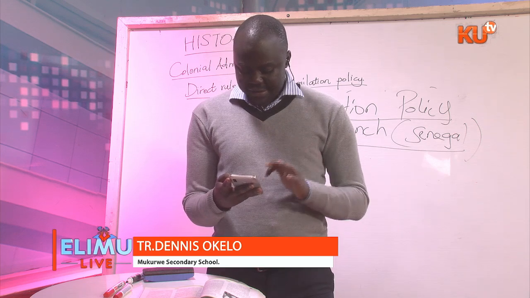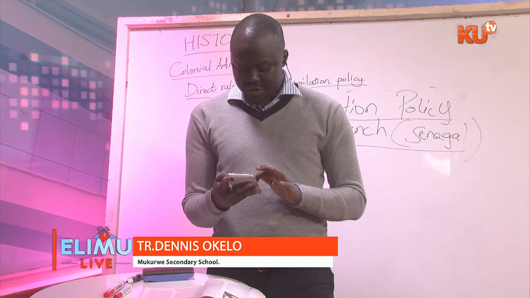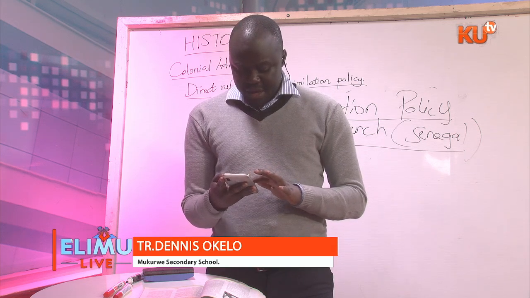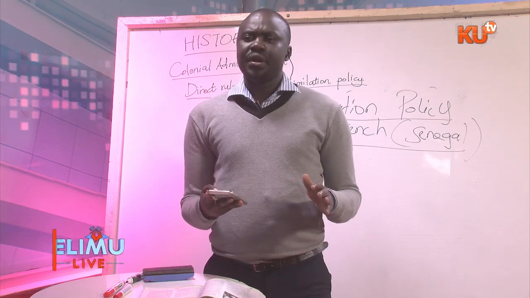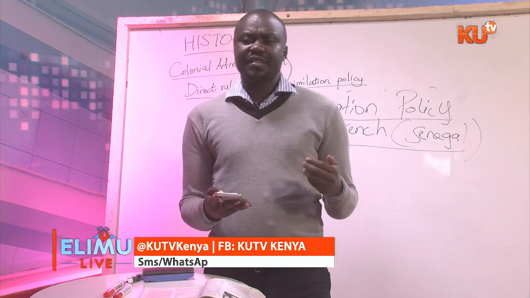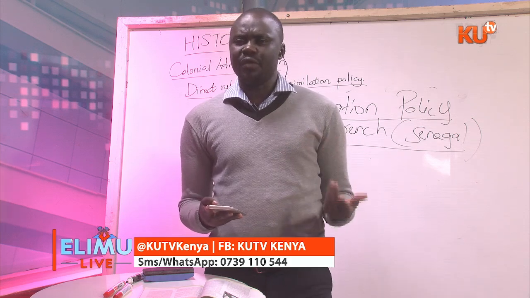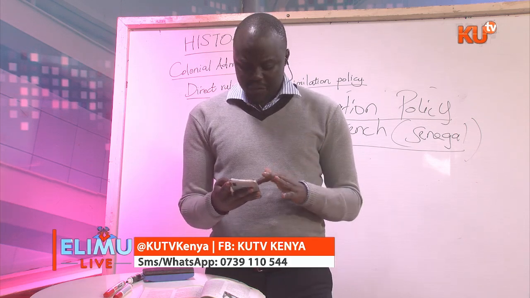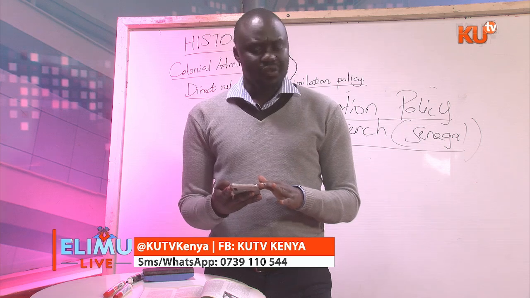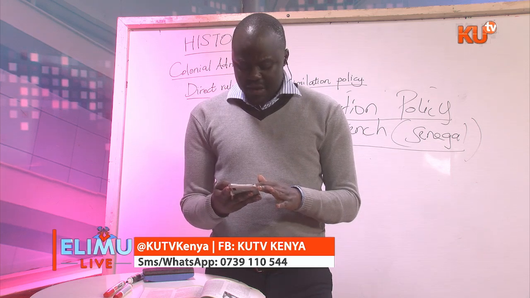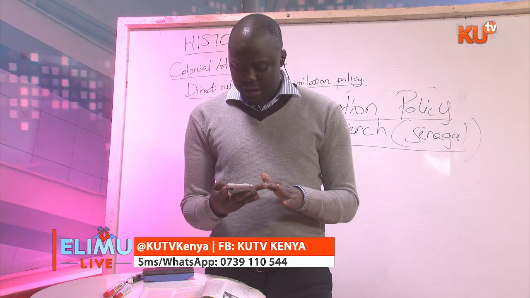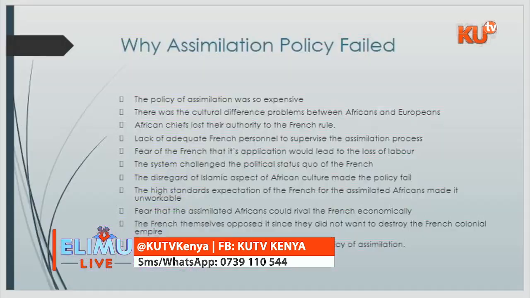Then the high standards the French expected of the assimilated Africans made it unworkable. Again, by being French citizens, there were standards that were so unacceptable for Africans, for instance the standard of monogamy and every other thing. It was very unworkable for Africans. Then there was the fear that the assimilated Africans could rival the French economy. So the assimilated Africans were allowed to own farms also.